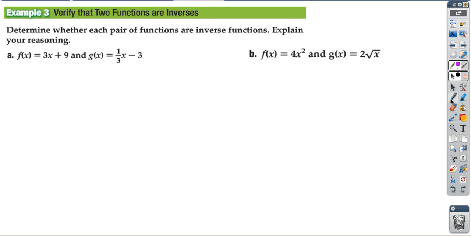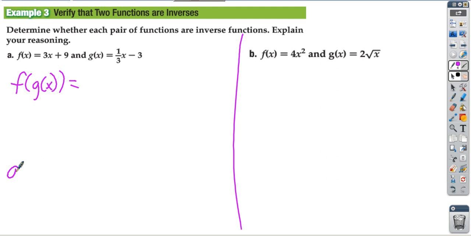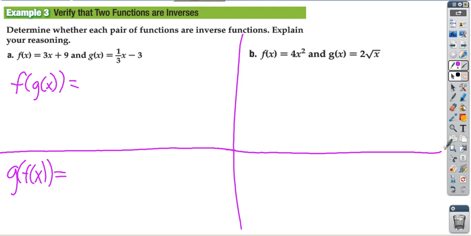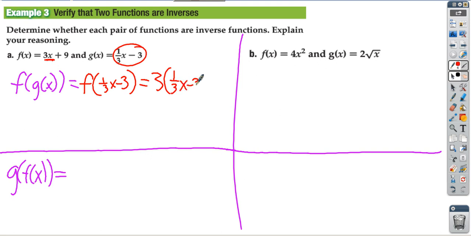Let's do that right here. Let's try this one. So we need to find f of g, and we also need to find g of f. And they both need to wind up only equaling x. If they don't, they're not inverses. Alright, so let's start over here. So f of g means f of this function. And that means wherever I see an x right here and I see an x there, I'm going to plug in that g of x function.